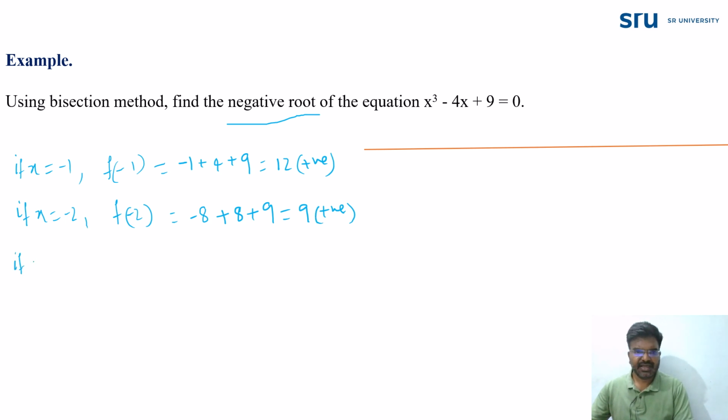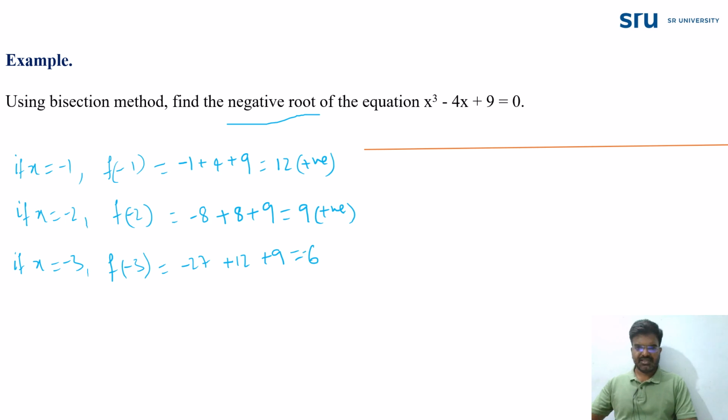Now I can take x equal to -3. So f of -3 equals to -27 plus 12 plus 9. This equals to 6.